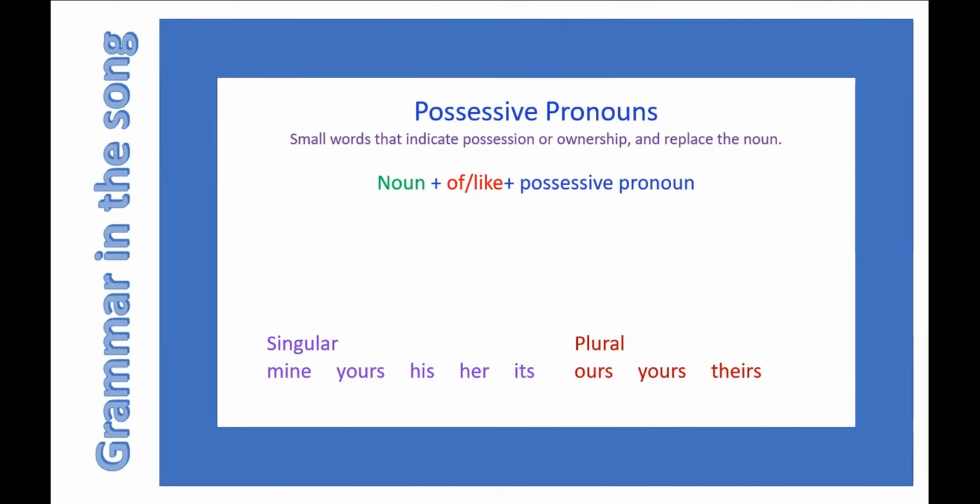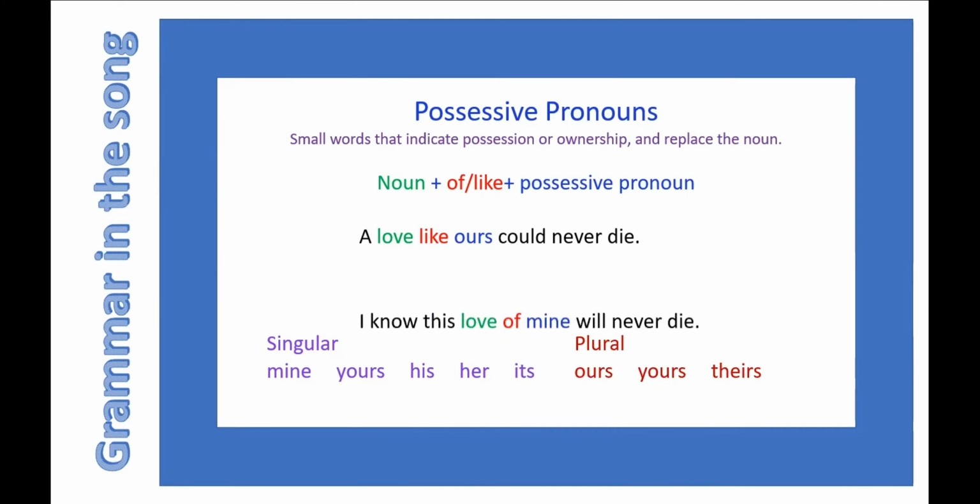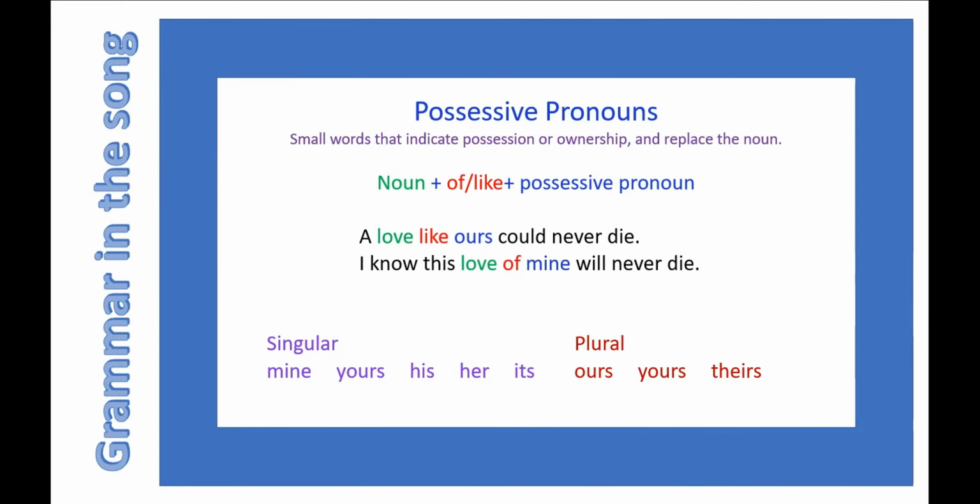Let's see a couple of examples from the song. The first one says, a love like ours could never die. A love like ours. A love like the one that belongs to you and me. In this case, ours is the first person plural. And the second example is, I know this love of mine will never die.